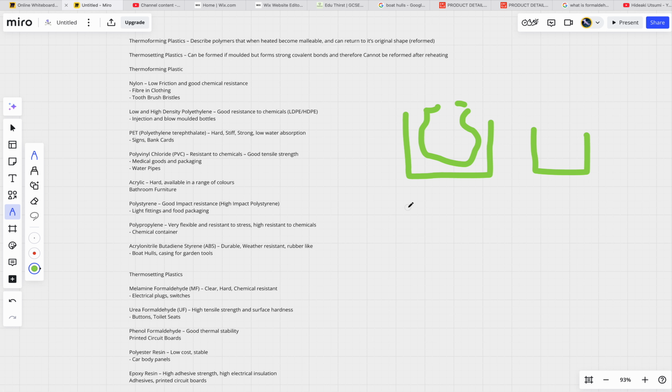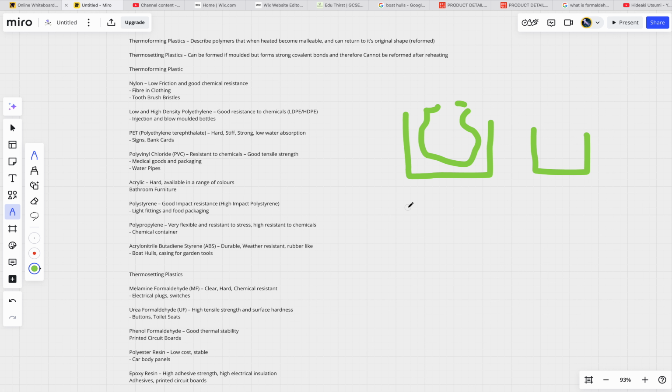And when you hear about polystyrene, you probably think of food packaging and takeaways, and that is right. It is quite lightweight, but also has quite good impact resistance because it is not really dense, so it can absorb impact quite well. So it is used in food packaging mainly.